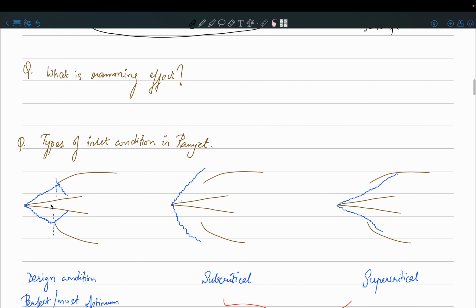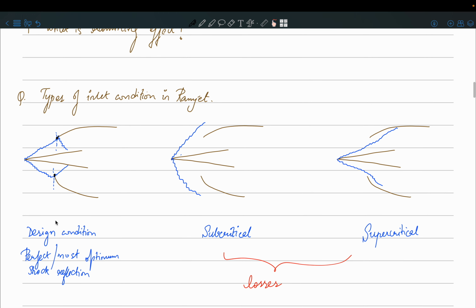So for example, let us say you designed your ramjet such that oblique shocks are created, and in a ramjet you'll always have these very pointed inlets. For example, here you have this wedge, then you also have a pointed inlet over here. So in the design condition, there will be the most optimum shock reflection, so that the series of shocks ensures pressure is increasing with minimum stagnation pressure losses.